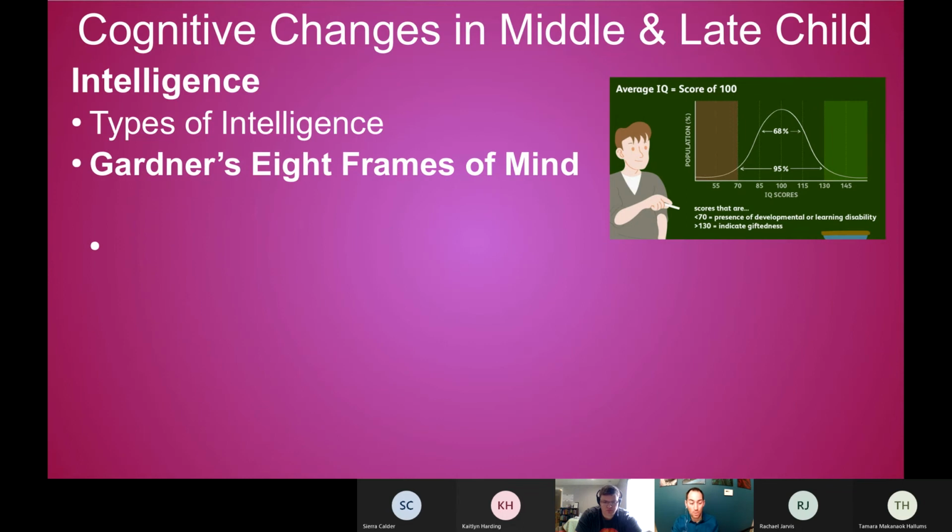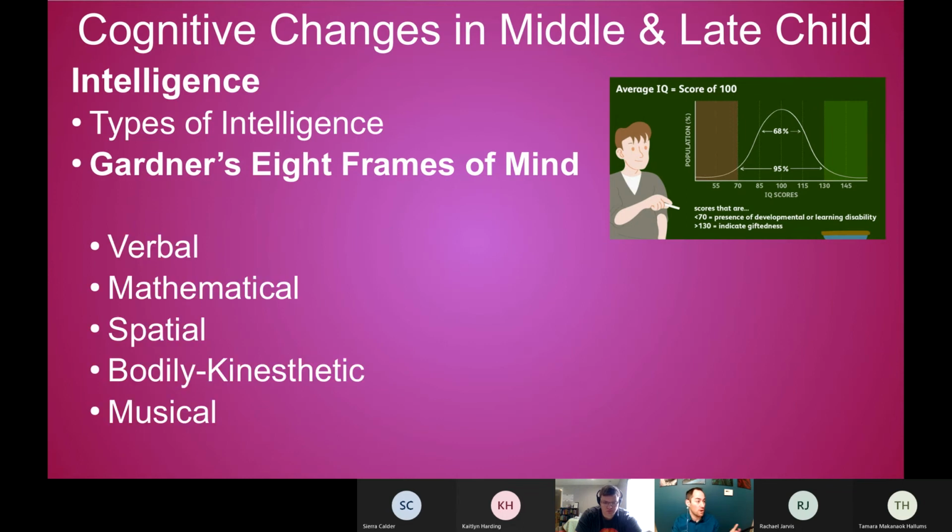Some of the dimensions that are more recent in research are Gardner's 8 frames of mind. So verbal intelligence, there's things like reading, writing, speaking, multiple languages, things like that. Mathematical intelligence, pretty self-explanatory, calculating, actually using math. Spatial intelligence, so someone who's high in spatial intelligence would probably be good at the game of Tetris, would probably be really good at packing the back of a car as you're trying to go on your vacation and you have too much stuff.